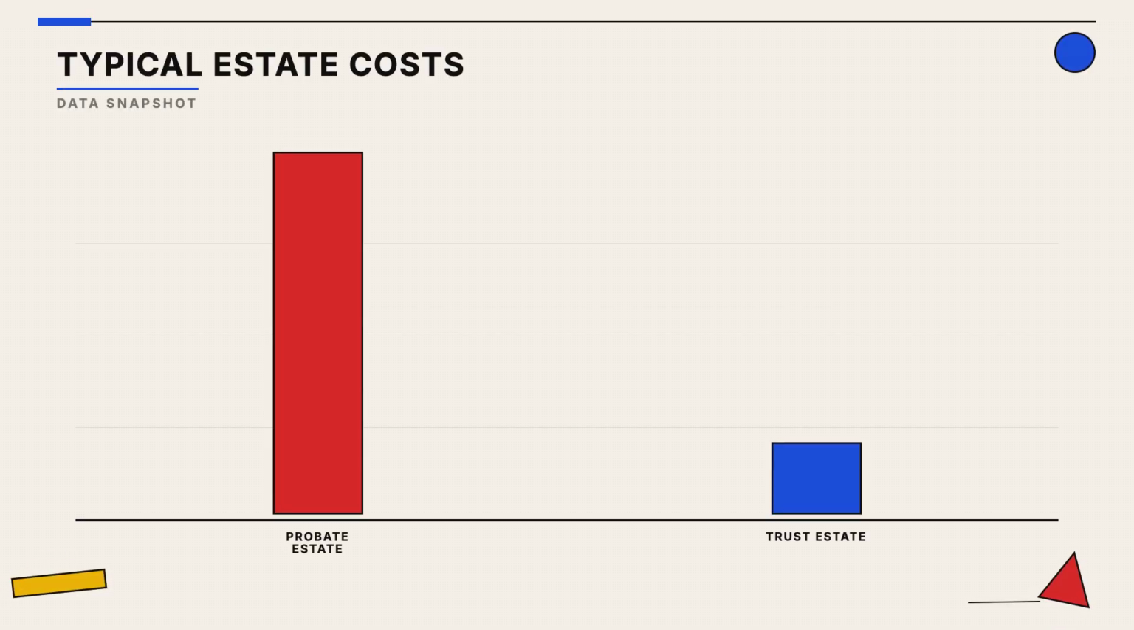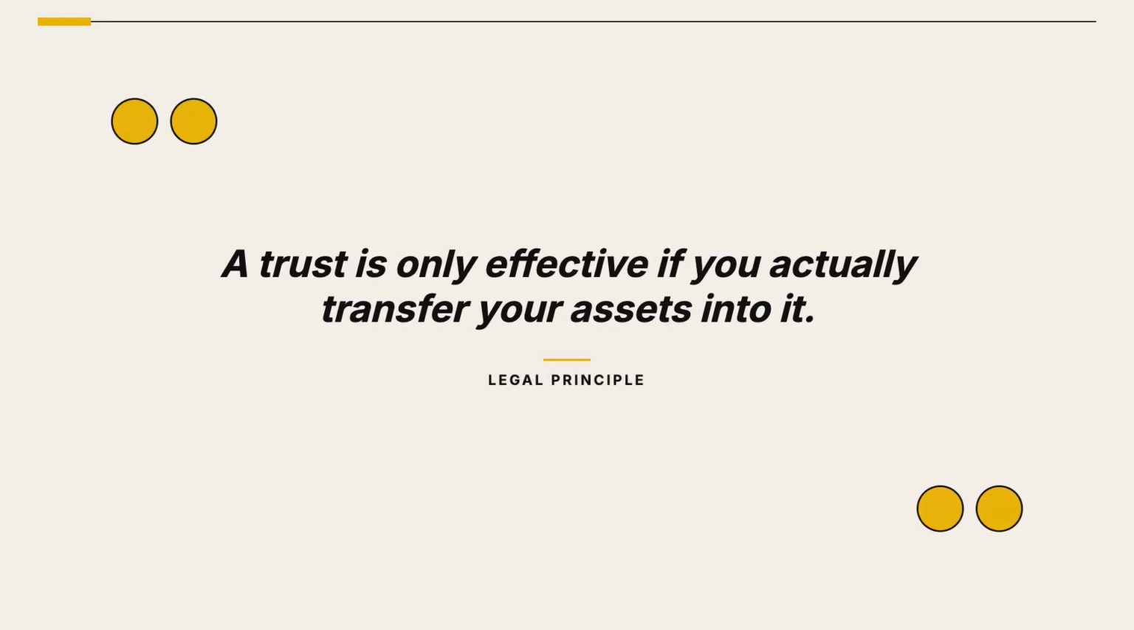Probate can involve significant court and attorney fees. Trusts often reduce these costs significantly by keeping the transfer process out of court. Simply writing the document isn't enough. You must retitle your bank accounts and property in the name of the trust to make it work.